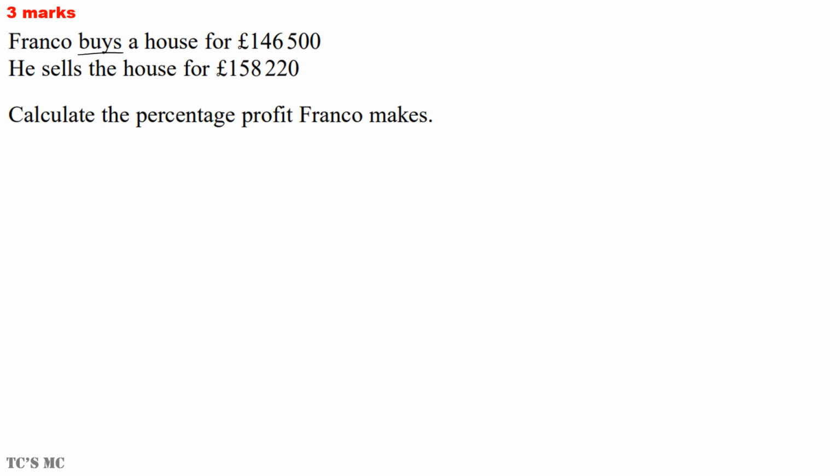Franco buys a house for £146,500. He sells the house for £158,220. Calculate the percentage profit Franco makes. For questions like this, I use the formula difference over original multiplied by 100 because they're looking for percentage profit. Let's start with working out the difference.